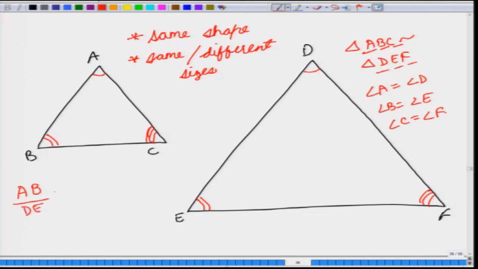At the same time, if both of these triangles are similar, then the equivalent sides would be in the same proportion, which would mean that the ratio AB by DE is the same as the ratio BC divided by EF, which is equal to CA divided by FD. So, in the case of similar triangles, you have the same shape, the corresponding angles are equal and the sides are in the same ratio. Now, if we have two similar triangles and we know at least one dimension of both of them, then we can find out the other dimensions.